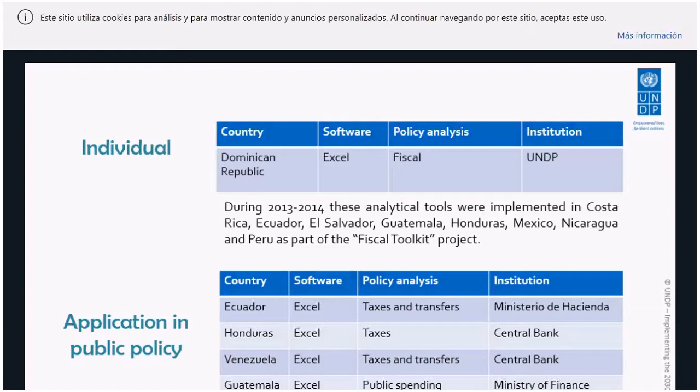we started working with several governments across Latin America, including the Dominican Republic, Costa Rica, Ecuador, El Salvador, Guatemala, Honduras, Mexico, Nicaragua, Peru, Venezuela, etc. Because based on the initial experience, we started working with governments who were interested in simulating the potential effects, the potential impacts on poverty and inequality that a soon to be proposed fiscal reform could have, right?